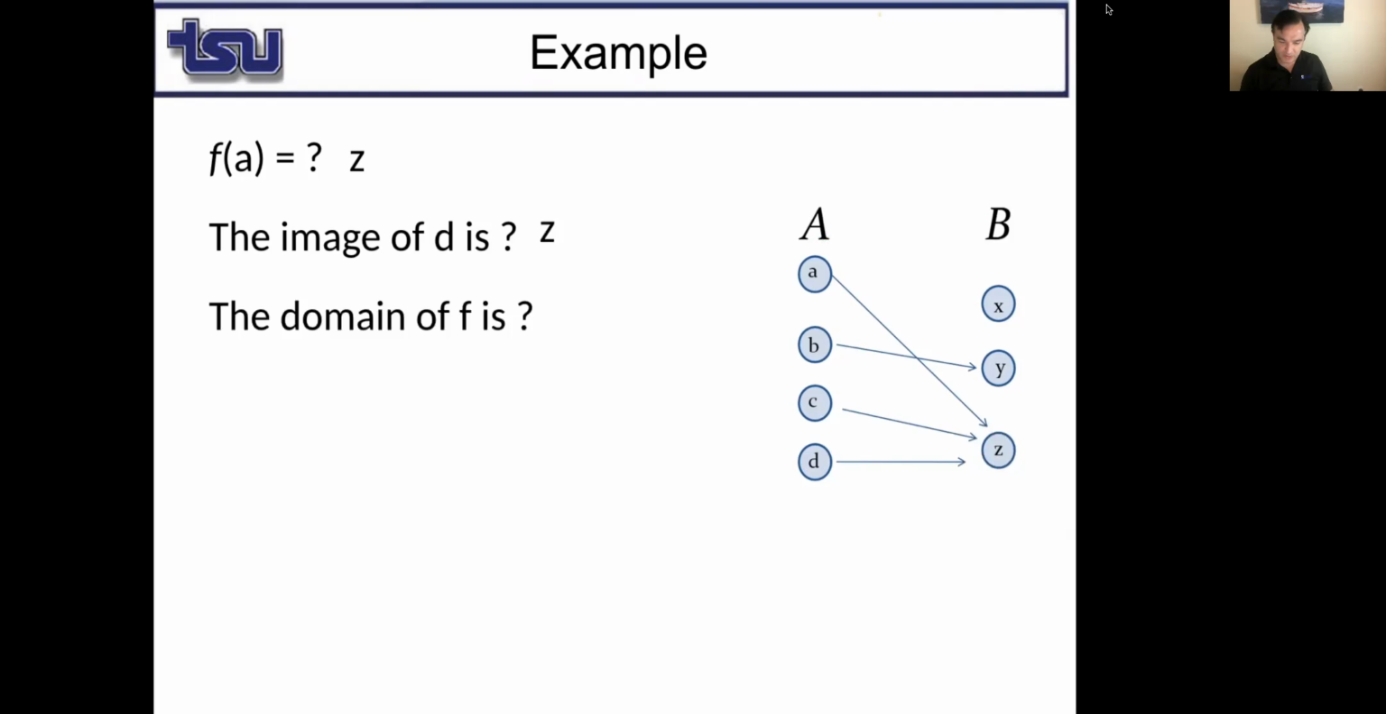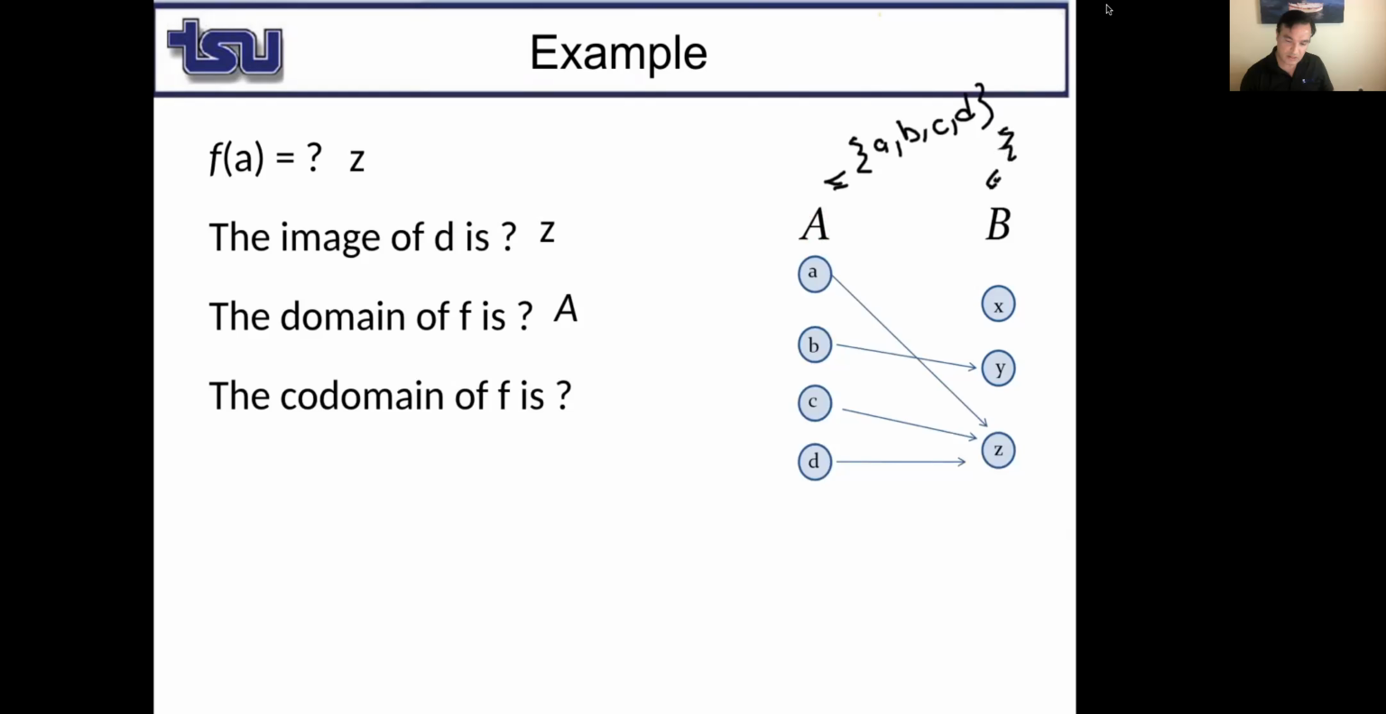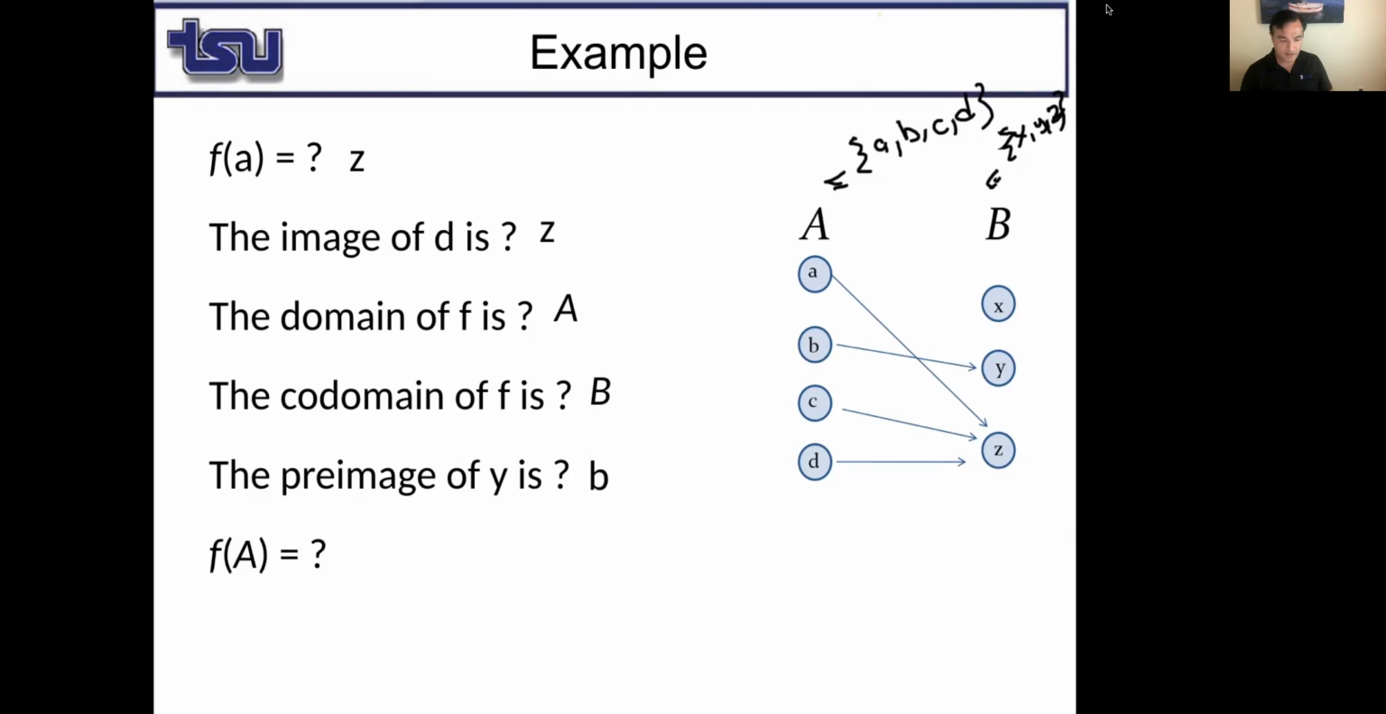The domain of f is the set A. That means the domain is simply A, B, C, and D. That's the domain. And the codomain is simply B, which is X, Y, and Z. That's the codomain. The pre-image of Y is what? B, right there.